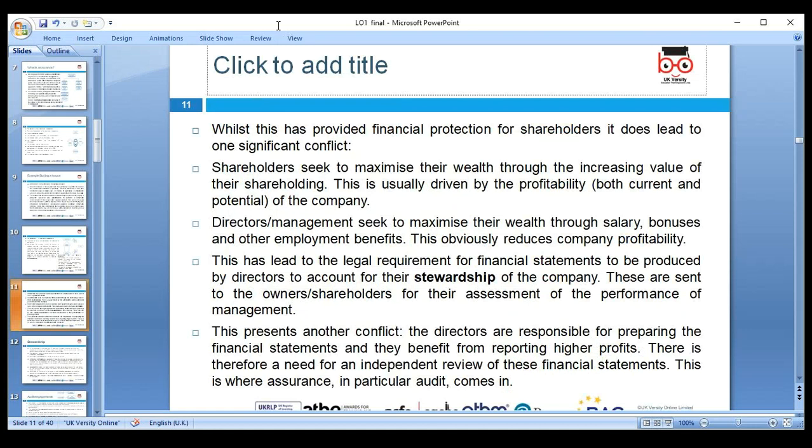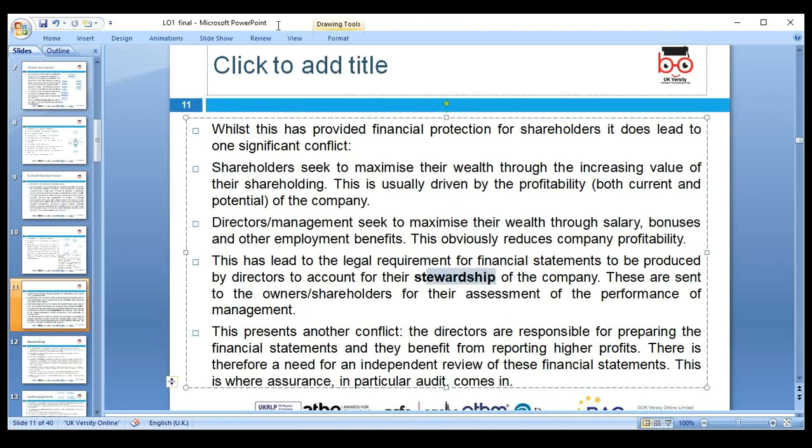Okay, we use one term called stewardship. Do we know what is meant by it? Stewardship is agency. Think about the shareholder or the owner of the company, and the director as the agent, really, who is working for them. The relationship between them is called the agency relationship.